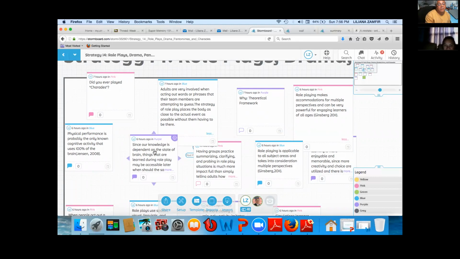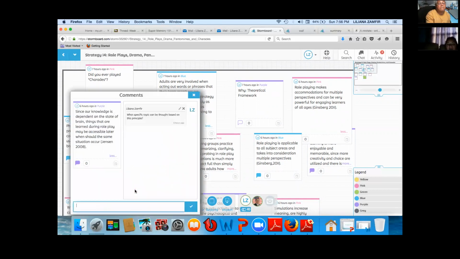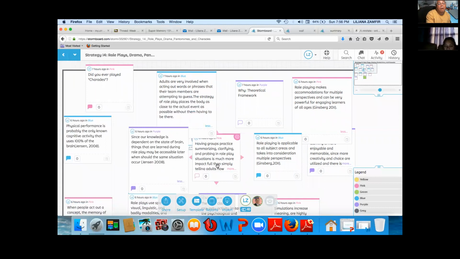Okay. Since our knowledge is dependent on the state of the brain, things that are learned during role play may be accessible later should the same situation occur. What specific topic can be taught based on this principle? Having groups practice summarizing, clarifying, and probing in role play situations is much more impactful than simply telling adults how important those skills are.